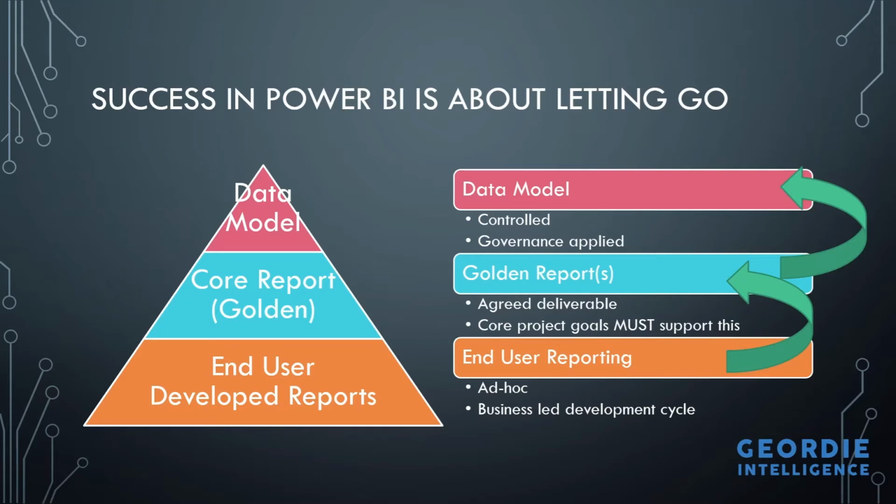The next layer down is your golden report layer, and this is your core deliverables. This is your, I need to have me accounts payable or me accounts receivable or me sales reports or me product development lifecycle reports or me, you know, AN other report available from day X.